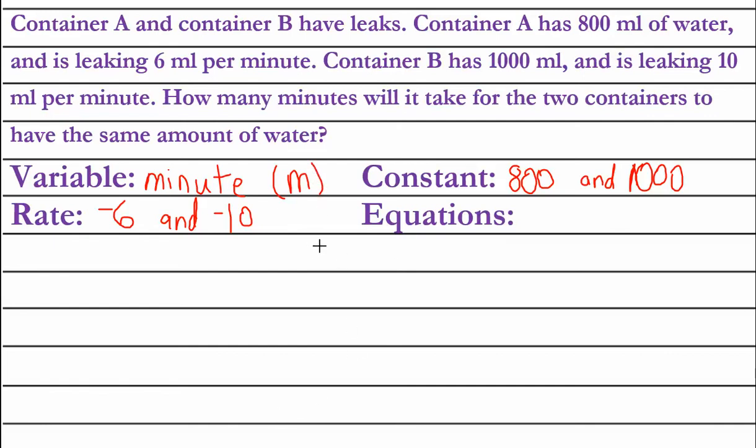So let's go with the equation. We're going to have 800 minus 6m equals 1,000 minus 10m. And now we just solve the equation. We work our way through it. So can we simplify? Nope. Variable on both sides? Yes, there is. And if we want to eliminate the smallest one, well, that's actually this -10. So I'm going to add 10m to both sides to zero those out.